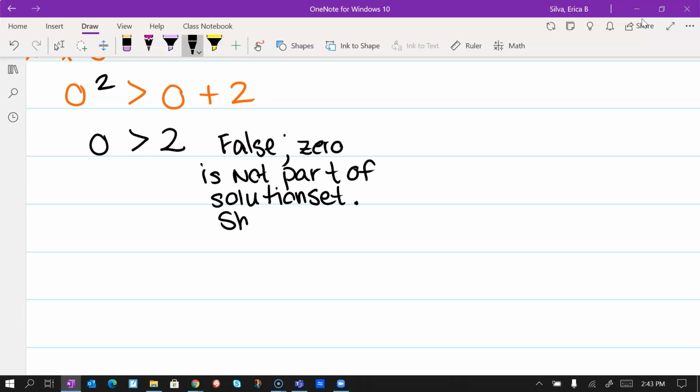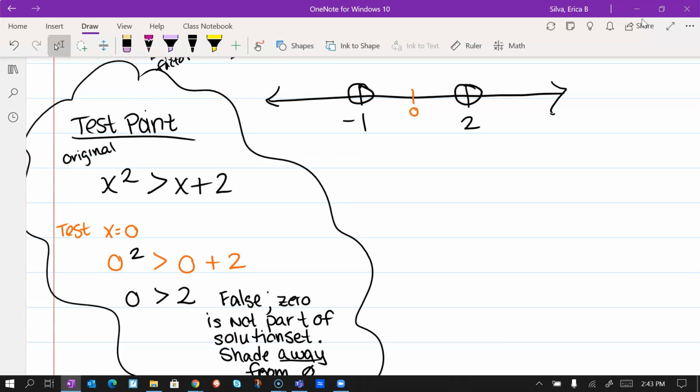Going to shade away from the 0. So because 0 is not part of my solution set, we're going to shade away from it, where my shading does not touch the 0. Any questions so far?